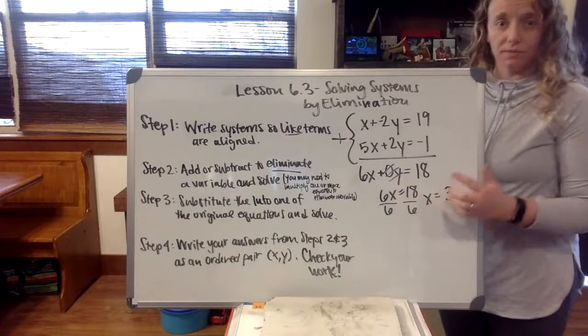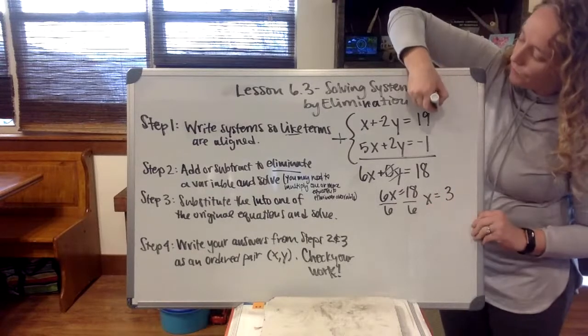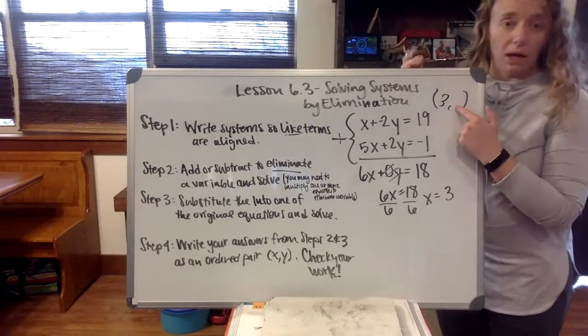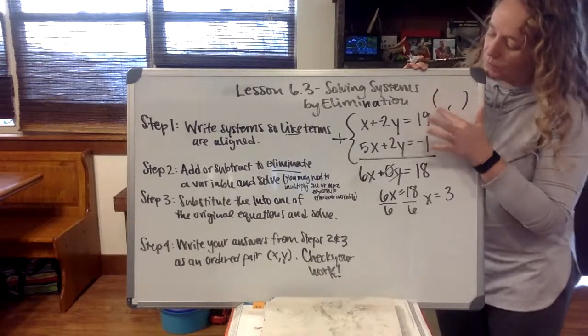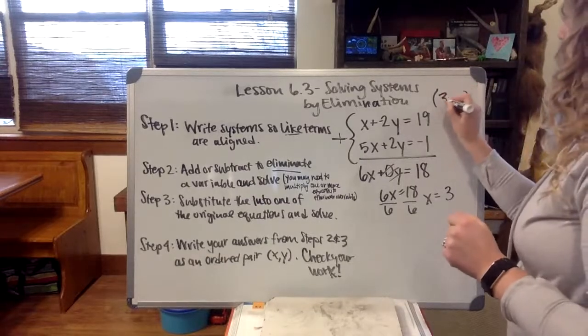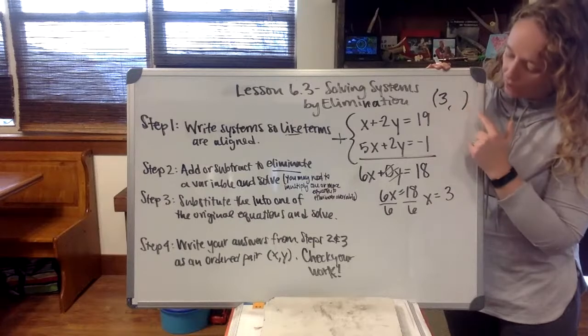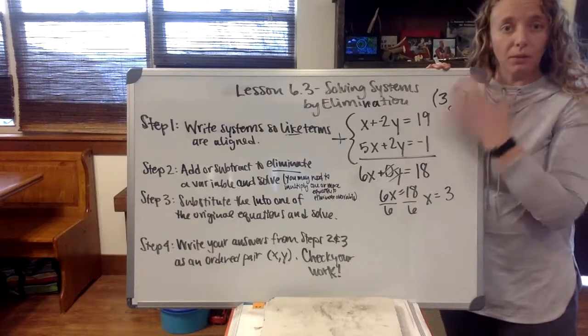There's one of my answers. It's not my whole answer though, right? So if I were to write an ordered pair, I get 3 comma a number I don't know. Okay, wow, that 3 is really messy. I'll write it in the front. 3 comma a number I don't know. And so because of that, I'm not finished. I need to have a complete ordered pair.